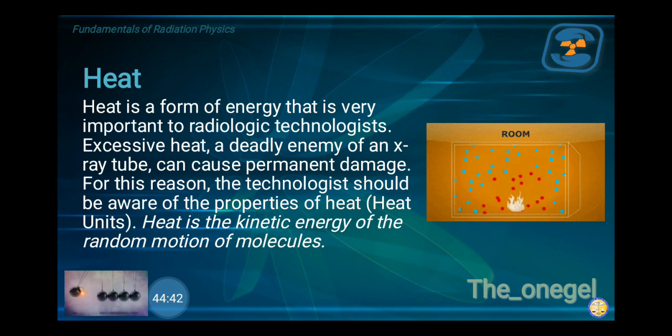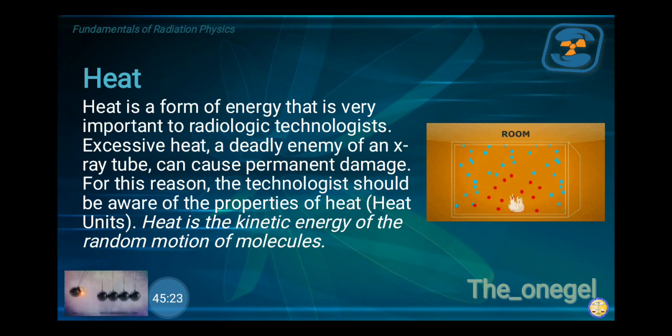Finally, we have heat. Why is heat included here? Because in the next semester, we will have equipment maintenance, and one of the things we will do is get the heat units of our X-ray tube. So, heat is a form of energy that is very important to radiologic technologists. Excessive heat, a deadly enemy of the X-ray tube, can cause permanent damage. For this reason, the technologist should be aware of the properties of heat. Heat units, for the second semester, are also expressed in terms of joules.